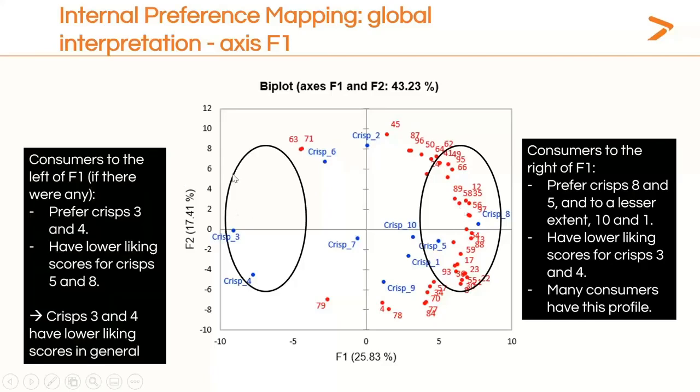On the other hand, we can have the opposite reasoning. Consumers on the left of F1, if there were any. Now we don't see any consumer, but imagine we had a few. These consumers would prefer crisps number 3 and 4 and have lower liking scores for crisps number 5 and 8. So it's the opposite reasoning. And we see that crisps number 3 and 4 have lower liking scores in general because we don't have anyone on this side of the PCA.